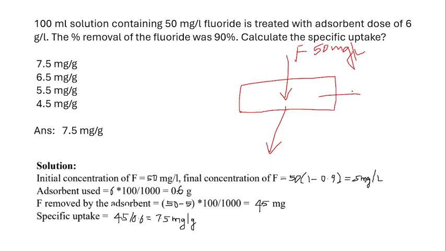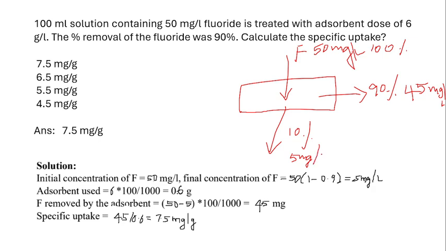90% is removed. So removal percentage is 90. 100% is 50 mg per liter. So this is the 100% of contaminant. What is the 90% of 50 mg per liter? 45, right? So 45 mg per liter. And only 10% is passed. 90% is absorbed in this matrix, right? So 10% of 50 mg per liter is 5 mg per liter.